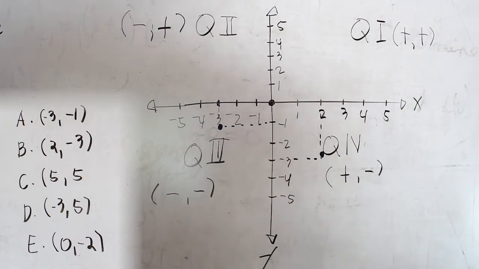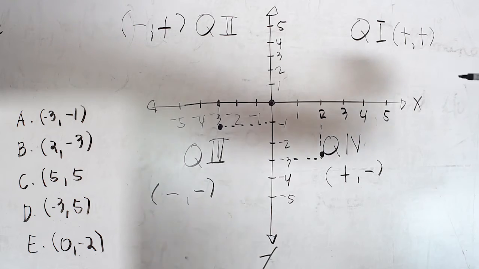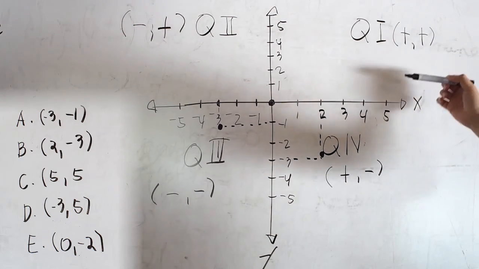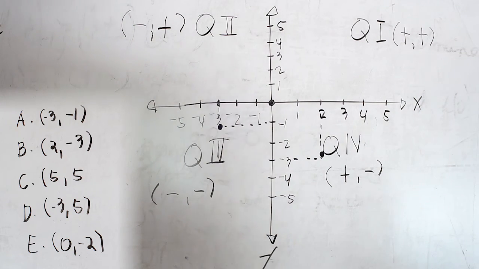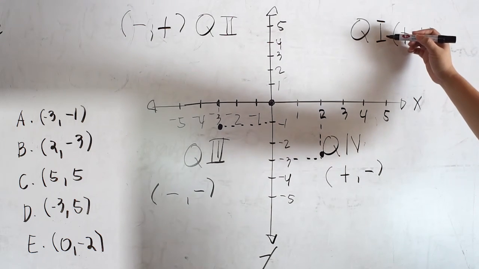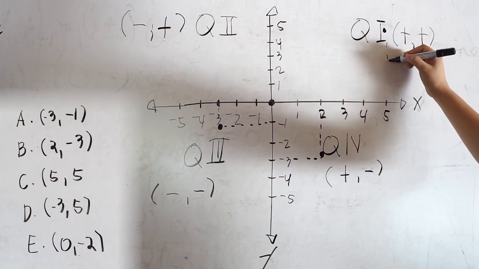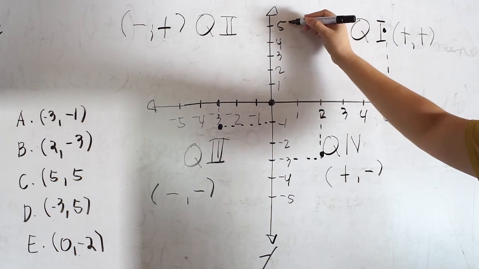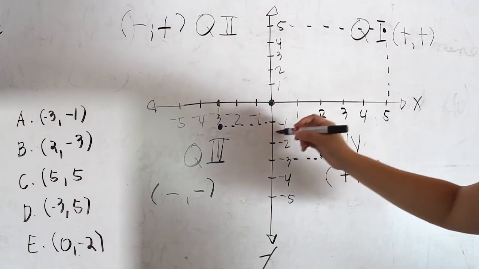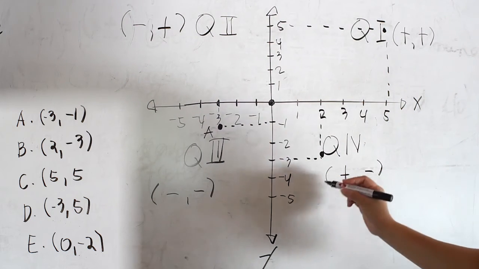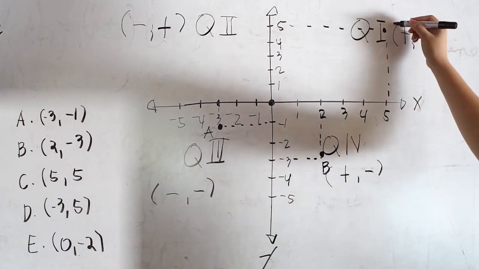And the next is letter C, positive 5 and positive 5. So it belongs to quadrant 1. So 5 and 5, here. So this is your point. So this is point A, point B, and point C.